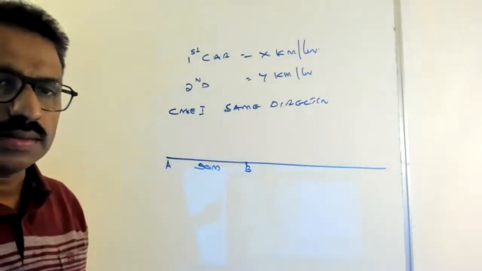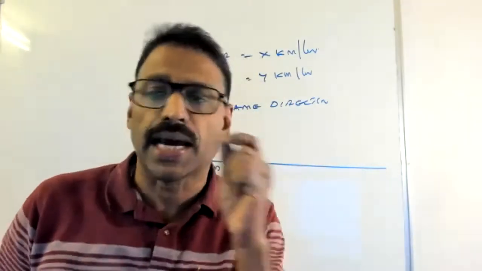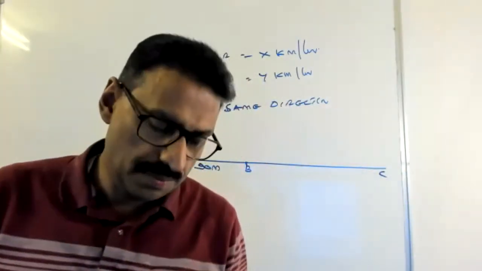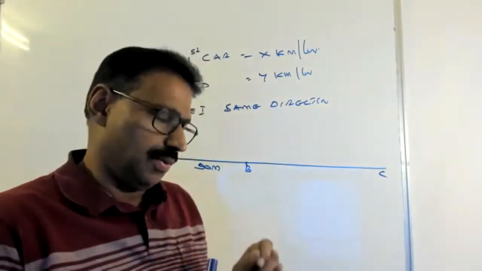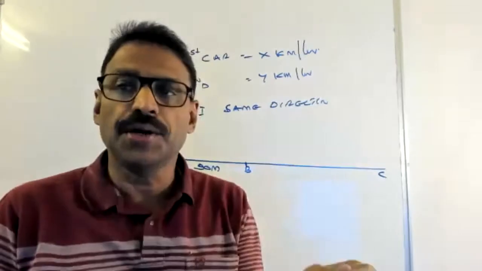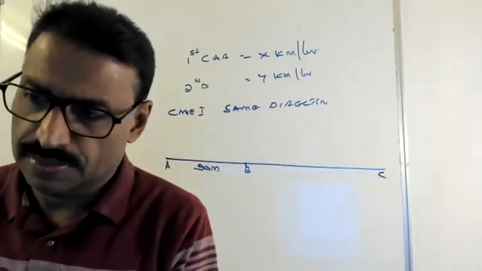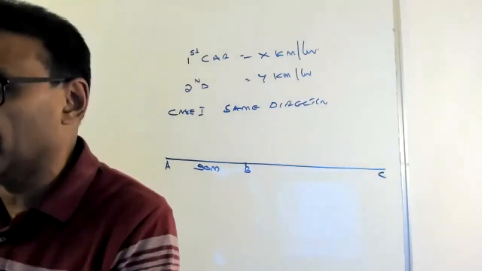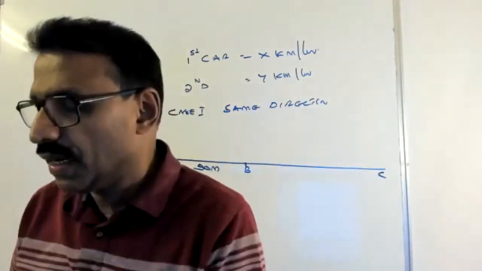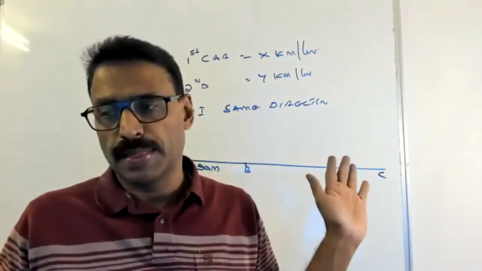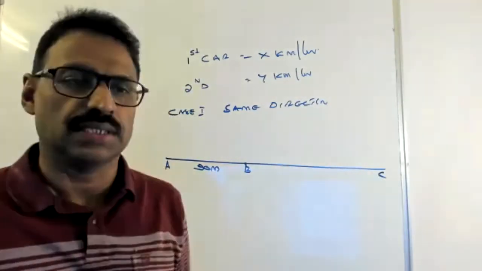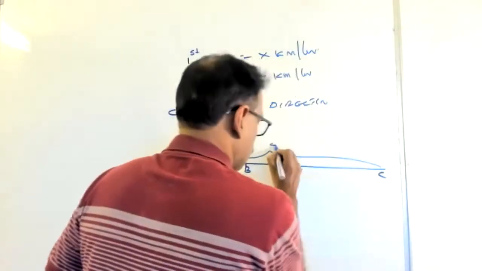Now, if they go in the same direction, they meet after 9 hours. That means after 9 hours, both cars are in the same place, that is at C. Okay? Now, listen. When the first car reaches here after 9 hours, the speed of the first car is x kilometers per hour and time is 9 hours. So the distance covered by the first car in 9 hours is 9x, speed into time. That 9x is AC, from A to C. Clear now?